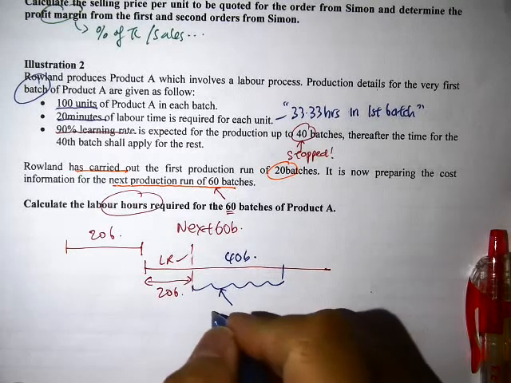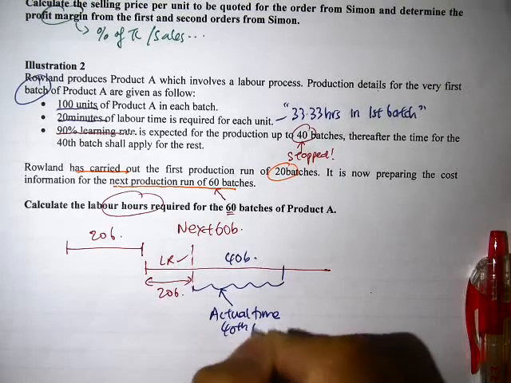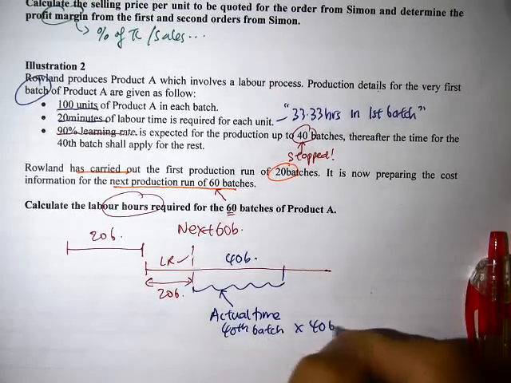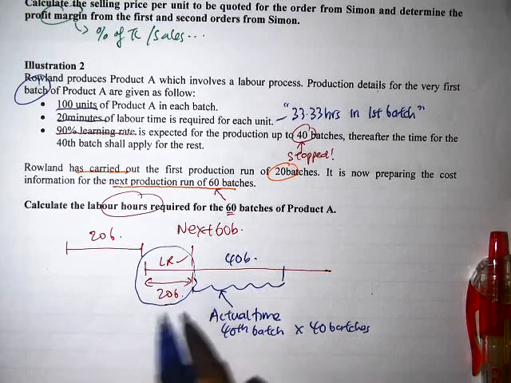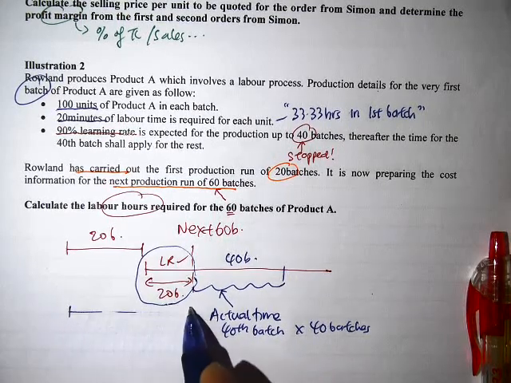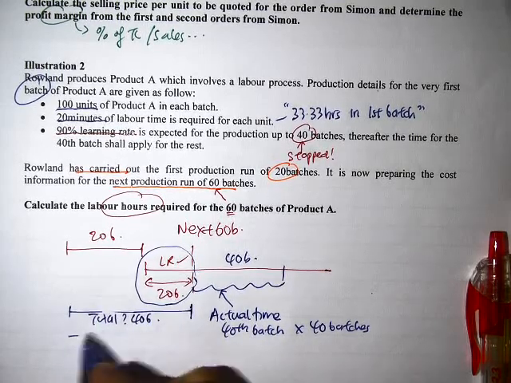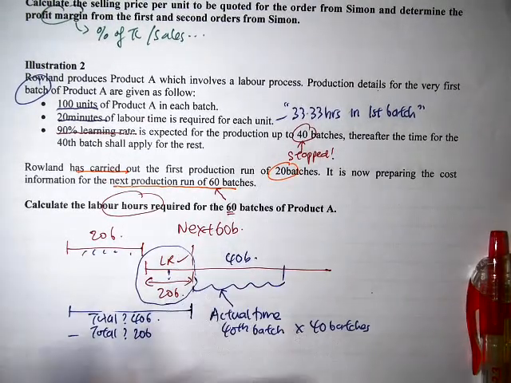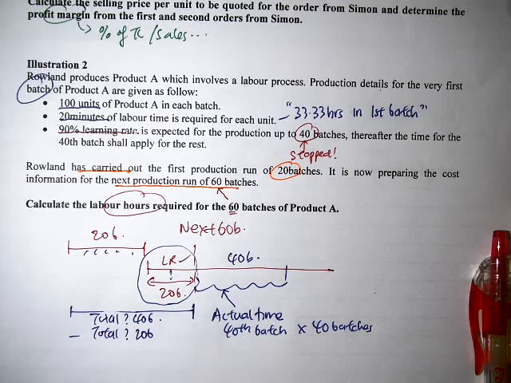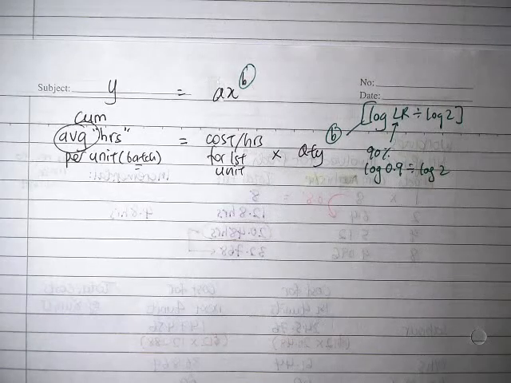Now you will need to know the actual time you need for the 40th batch multiplied by all the 40 batches. And what about the time you need for these 20 batches? Because learning applies, you can calculate the total time you need for all the 40 minus the total time you need for the first 20, which is here, and then you're going to get a question mark, okay? So it's going to be tedious in the sense that you're going to work out quite a number of calculations here and there, okay? But it's not difficult.